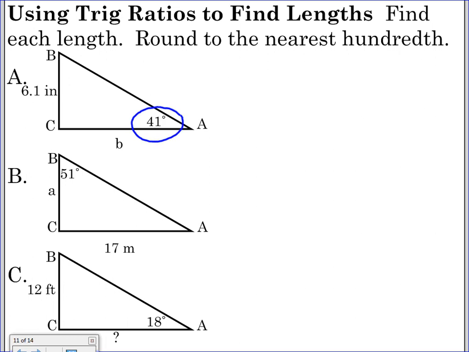It has to be an acute angle. So we don't want to circle the 90-degree angle.